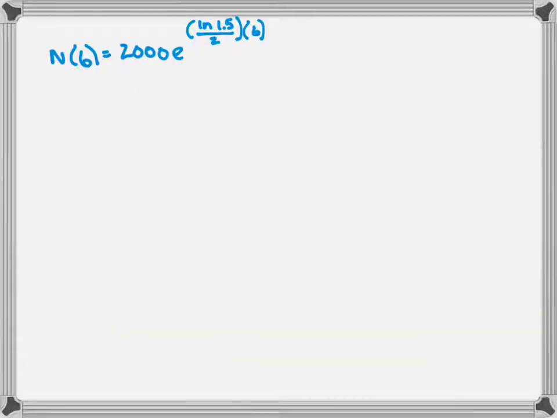So N of 6 equals 2,000 times e to the, and here I'm using the exact number for k, the natural log of 1.5 divided by 2, and then for t we are substituting in 6. So this is N of 6 equals 2,000 times e to the 3 times the natural log of 1.5, which is approximately 6,750. So that would be the size of our colony at noon.